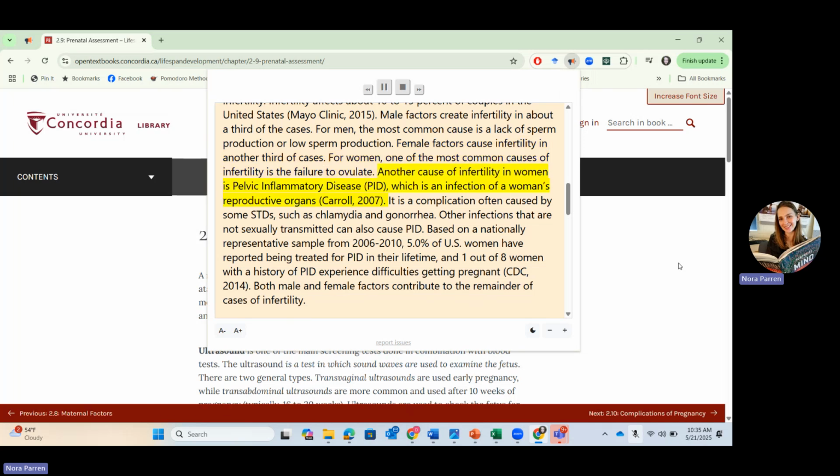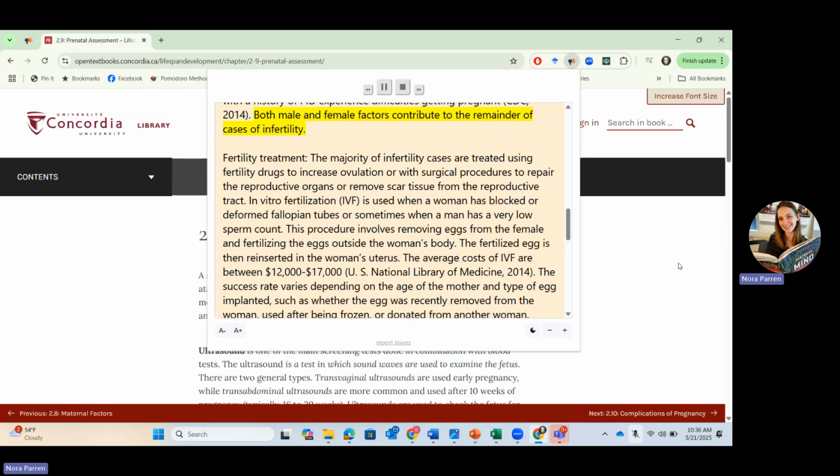Another cause of infertility in women is pelvic inflammatory disease, PID, which is an infection of a woman's reproductive organs (Carroll, 2007). It is a complication often caused by some STDs, such as chlamydia and gonorrhea. Other infections that are not sexually transmitted can also cause PID. Based on a nationally representative sample from 2006 to 2010, 5.0% of US women have reported being treated for PID in their lifetime, and 1 out of 8 women with a history of PID experience difficulties getting pregnant (CDC, 2014). Both male and female factors contribute to the remainder of cases of infertility.